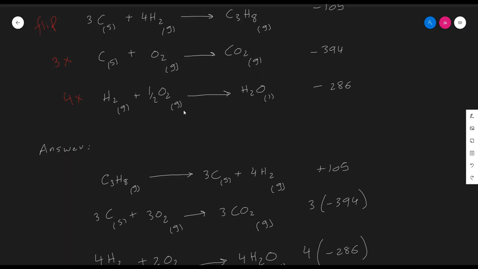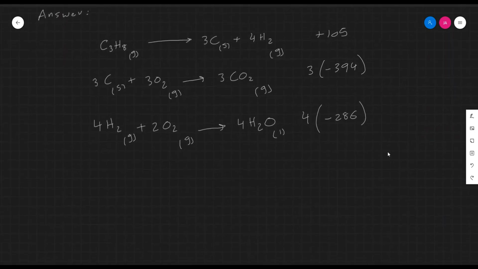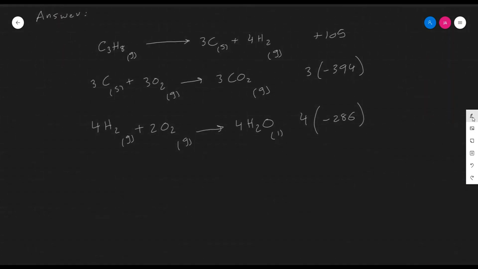And the same was done for H2O. It was multiplied by 4, and the whole stoichiometric ratios were multiplied by 4, and its value was multiplied by 4. Thus, to make sure that these would add up to the equation given in the question that we are required to find the enthalpy change of a reaction for.